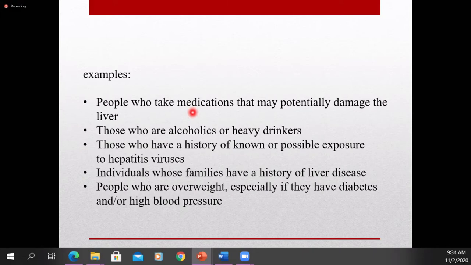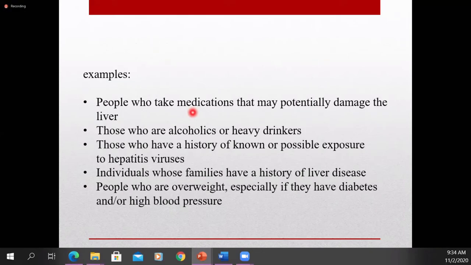And the last one, and actually it has to be the first one, because nowadays they are neglecting the weight, obesity, in other words, diabetes and blood pressure. They are very, very toxic factors to the liver or the function of the liver.